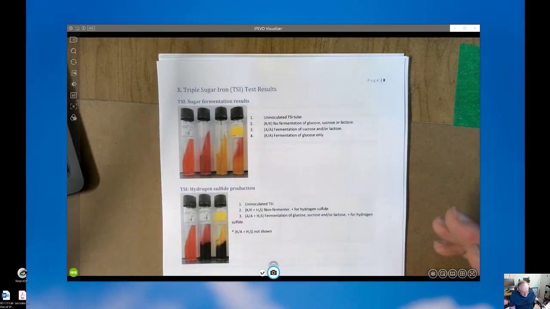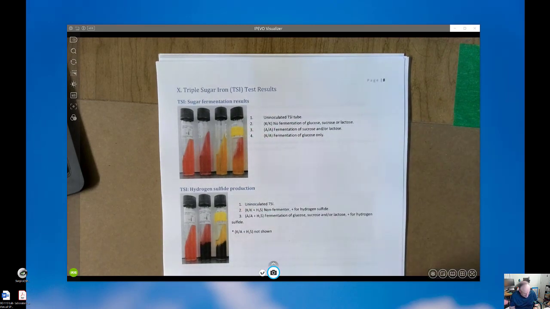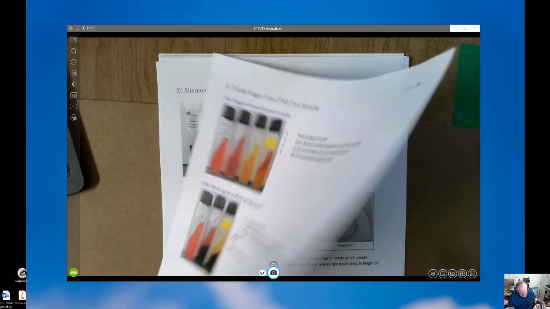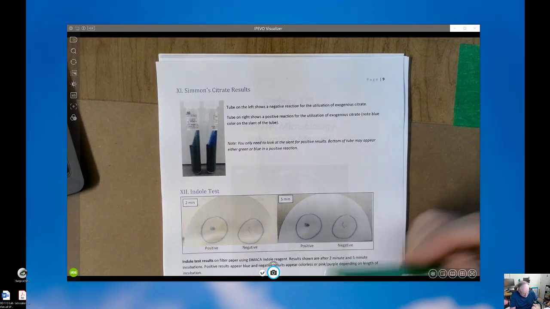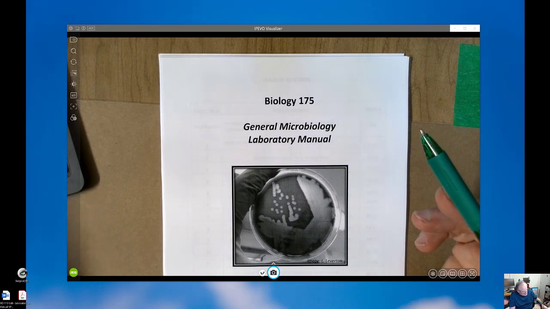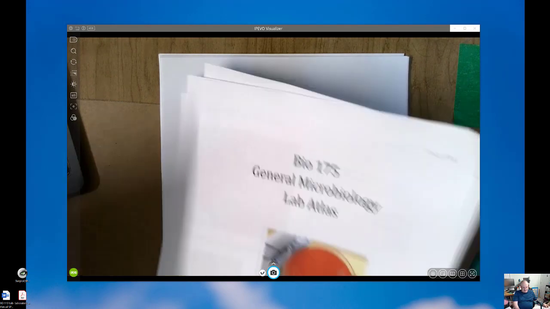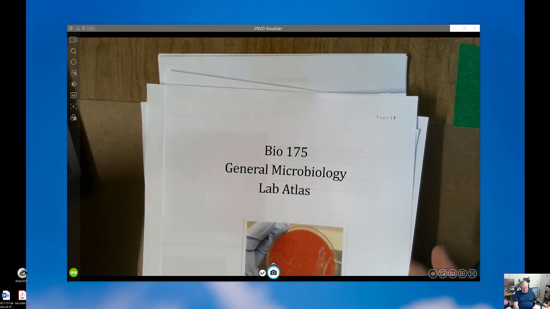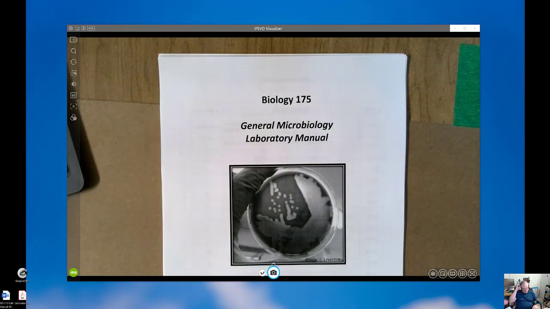There is a non-pigmented version of it, but typically what I've seen clinically are the ones that turn green. Today we're going to go over TSI, various results, so you can refer to this handout when you get there, as well as the Simmons citrate and all the indole tests. All those things are in the little atlas that I provided. It's in the laboratory area, and that'll be a good source for study material for the lab practical.